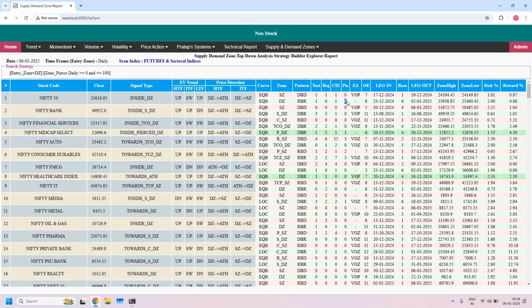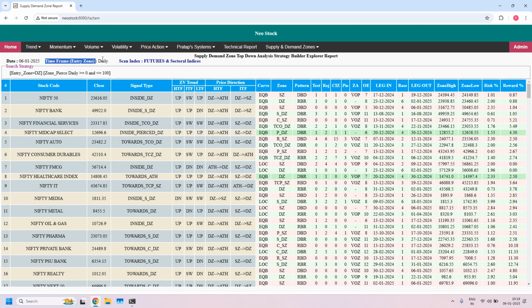Again, my God, something is wrong. Daily time frame, did I make any mistake in my software? Because Nifty 50 is not pierced, but it is displaying. Nifty Bank is not pierced, it is displaying. Nifty Financial Services is not pierced, it is displaying. Many of these zones are not pierced. Maybe some error in the software related to the pierced count filter in daily time frame.